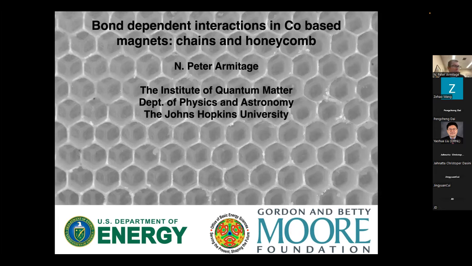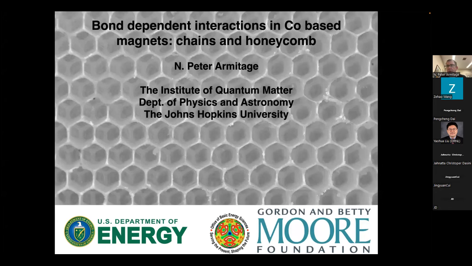The different aspects are all kind of hung, if you will, on this notion of bond-dependent interactions in various insulating magnets. In particular, I'm going to talk about this class of cobalt-based magnets. These are insulators with strong magnetic interactions, and I'm going to give two particular material examples of these in the form of chains and honeycombs. I think these are interesting both by themselves, and also the connection between them is interesting.